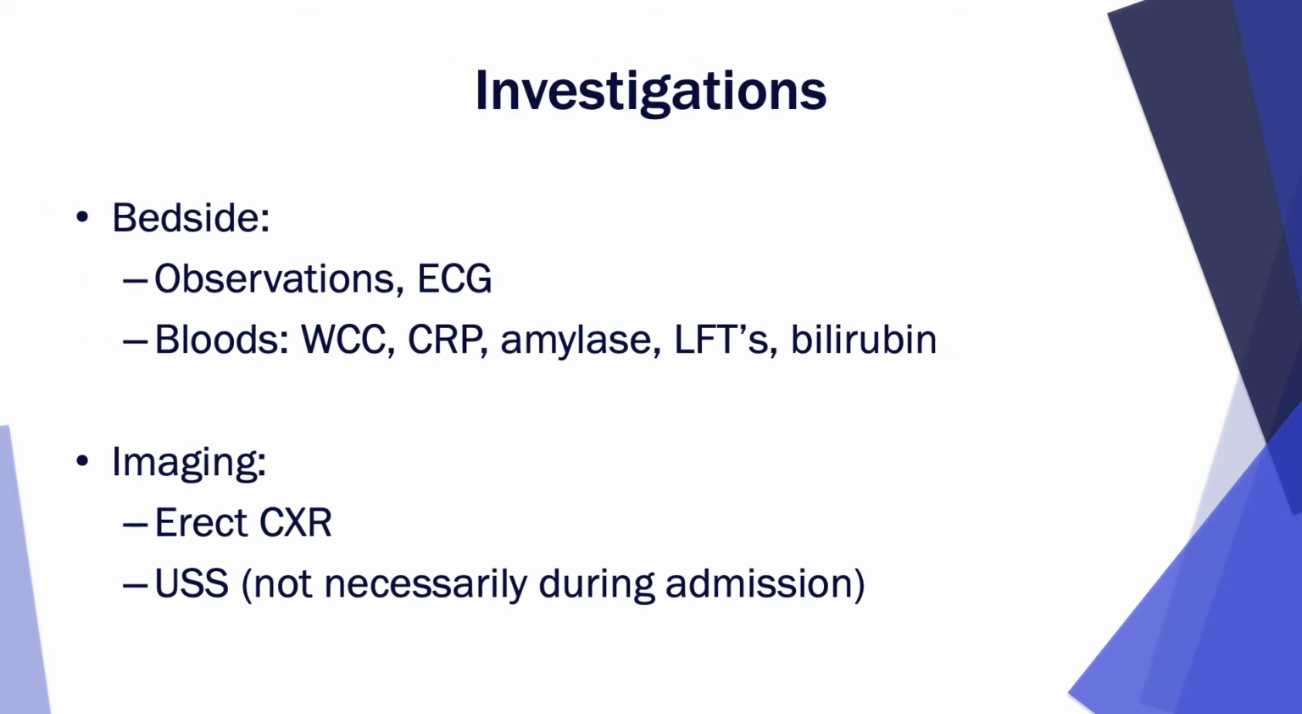Once we've done our bedside tests, we'll then move on to imaging. All patients with acute onset abdominal pain should have an erect chest x-ray looking for any air under the diaphragm indicating a perforation. For biliary pathology as well, often we want to get an ultrasound, although that's not necessary during this initial admission unless there's any adverse features.